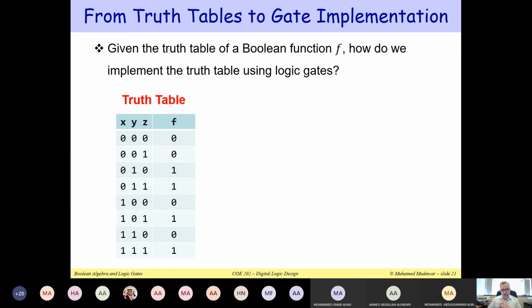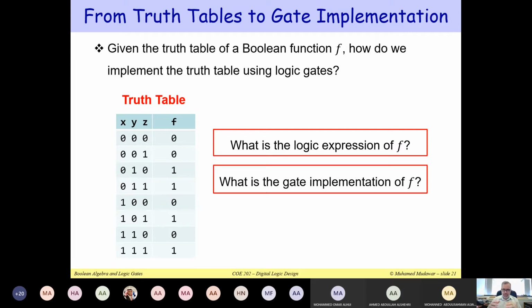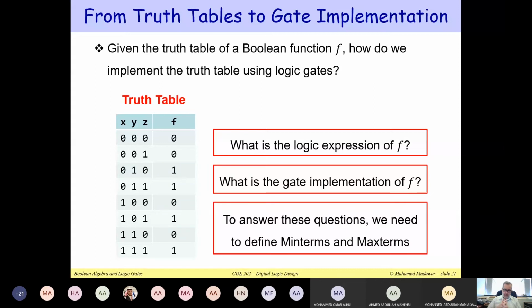So what we need is a method to obtain an expression for the function f, which is defined by this truth table. The question is, what is the logic expression of f? And what's the gate implementation of f? If I have the expression, I can come up with the gate implementation. This will be easy. But how to obtain this logic expression directly from the truth table? To answer these two questions, we need to define minterms and maxterms.